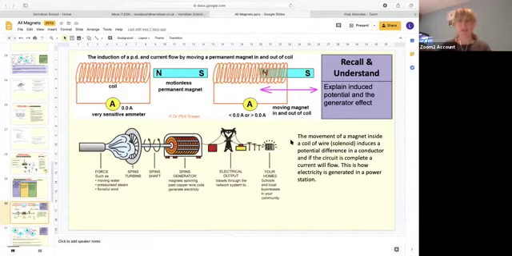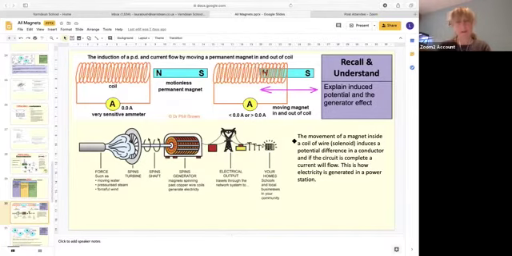Okay, so let's read the bit that I've written here. The movement of a magnet inside a coil of wire, a solenoid, induces a potential difference in a conductor. By conductor, I just mean a wire. And if the circuit is complete, a current will flow. This is how electricity is generated in a power station.